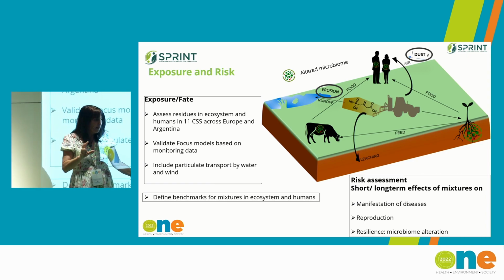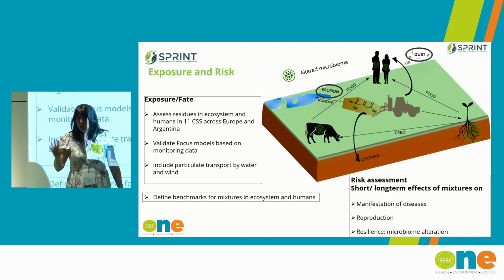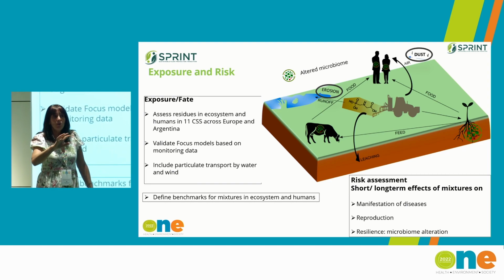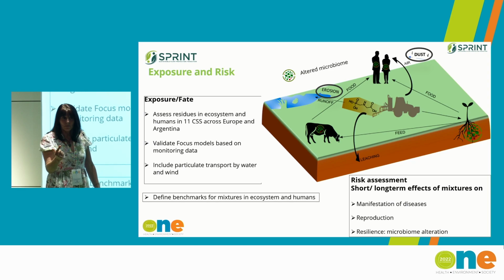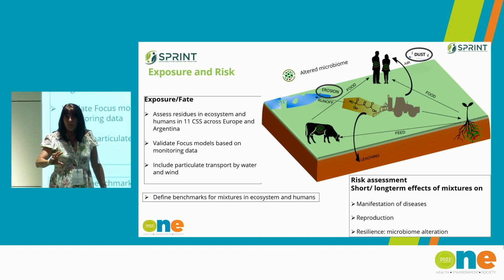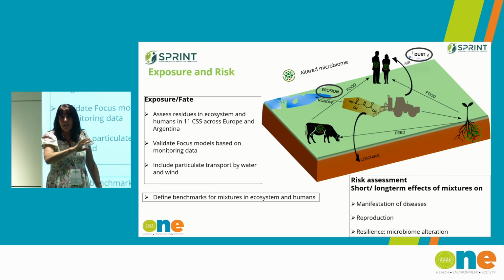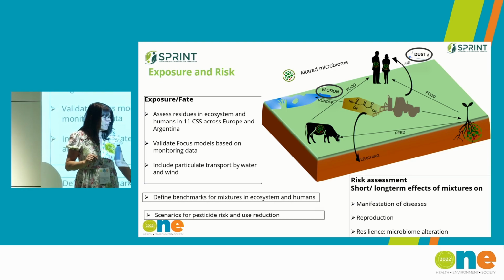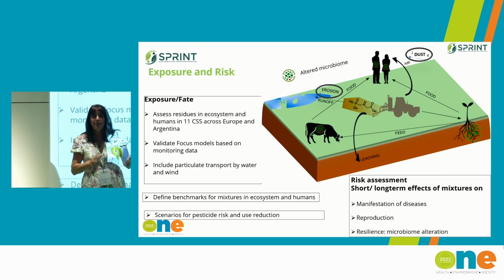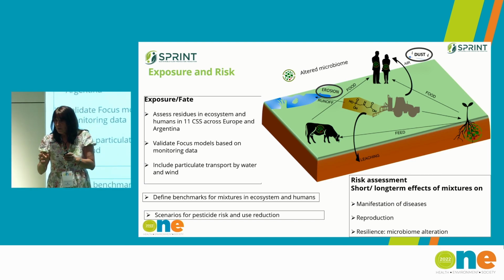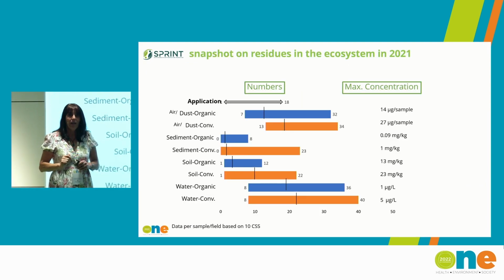So we will as well try to make benchmarks, because, as you all know, we only have benchmarks or maximum residue levels for food and for water. For all the other ecosystem components, for human matrices, there is not any maximal residue level established. And what we as well will do, make scenarios for pesticide risk and use reduction following the farm-to-fork strategy. So what did we find?